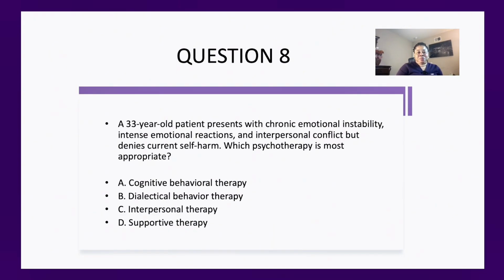Next question. A 33-year-old patient presents with chronic emotional instability, intense emotional reactions, and interpersonal conflict, but denies current self-harm. Which psychotherapy is most appropriate? A. Cognitive behavior therapy. B. Dialectical behavior therapy. C. Interpersonal therapy. And D. Supportive therapy. What do you think is the correct answer?